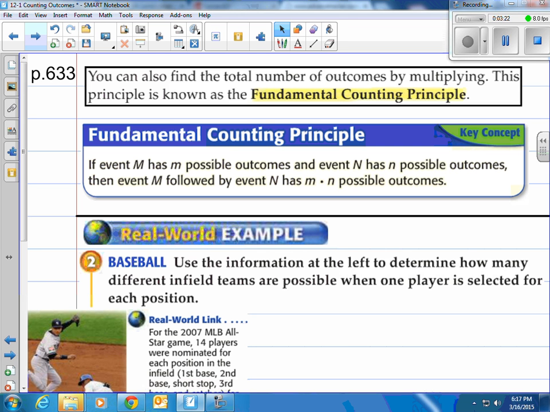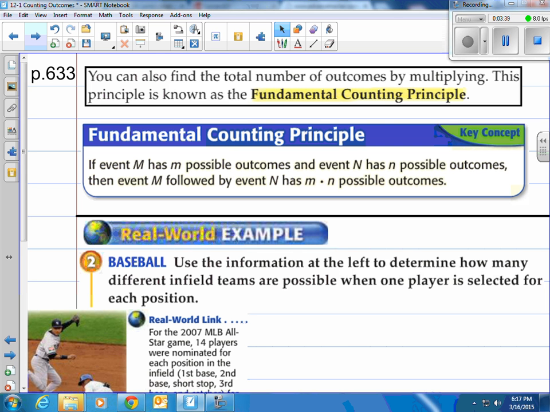The fundamental counting principle states this: if event M has M possible outcomes and event N has N possible outcomes, then event M followed by event N, one after the other, is M times N. You take the 2 and you multiply them together, and that's how many possible outcomes there are.